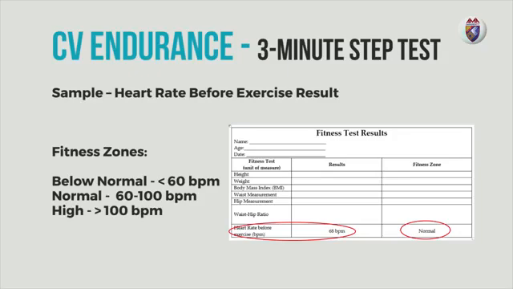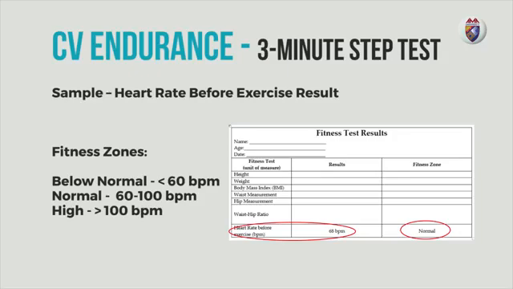In the fitness zone table, indicate whether your heart rate falls under the below normal zone, where your heart rate is less than 60 beats per minute, or maybe you are in the normal zone, where your heart rate is between 60 to 100 beats per minute, or probably you are in the high zone, where your heart rate is greater than 100 beats per minute.